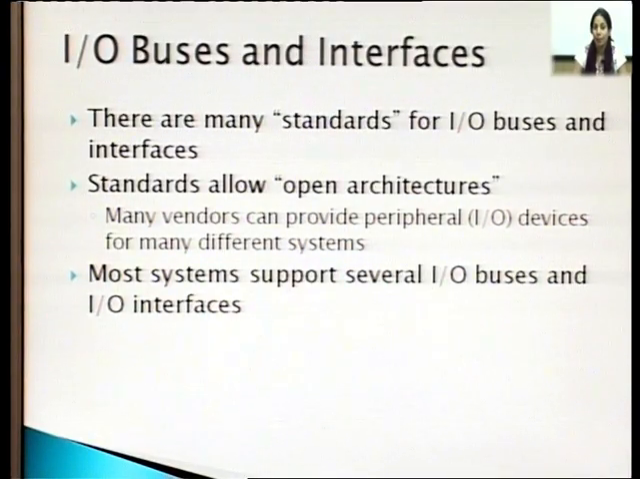Then IO buses and interfaces. There are many standards for IO buses and interfaces. A standard basically allows open architectures. Many vendors can provide peripheral IO devices for many different systems. Most systems support several IO buses and IO interfaces.